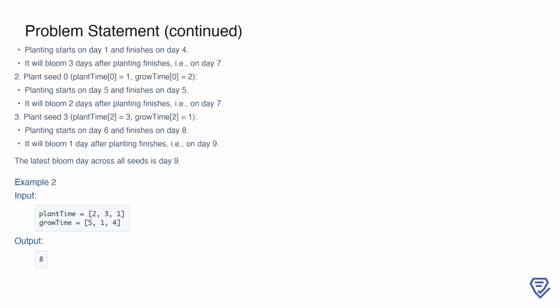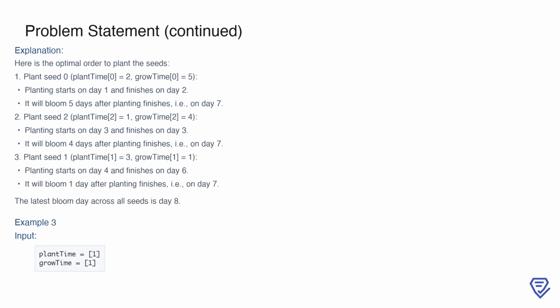Finally, plant seed 2, which has a plant time of 3 days and a grow time of 1 day. Planting starts on day 6 and finishes on day 8, with the seed blooming the next day, on day 9. The latest bloom day across all seeds is day 9, which is the final output for this example.